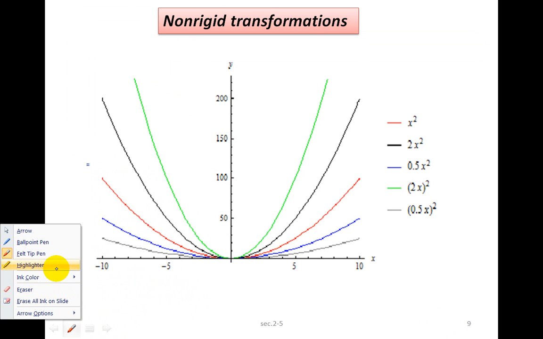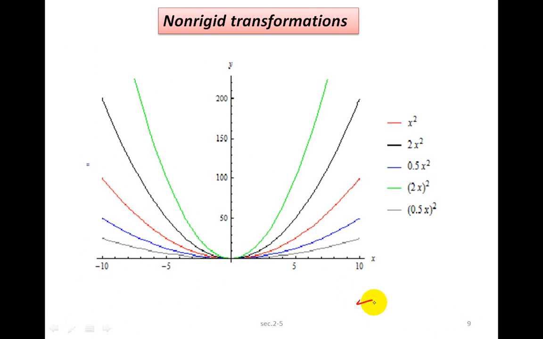Here you can look at these colors. Okay, I think I have a black color, red. Okay, you see this red one? It's a negative x squared. It's a normal x squared. You'll have this one once you have 2x squared, and the green one is 2x the whole squared. Okay, the blue one is 0.5x squared, and this, I think it's the gray one, 0.5x the whole squared.